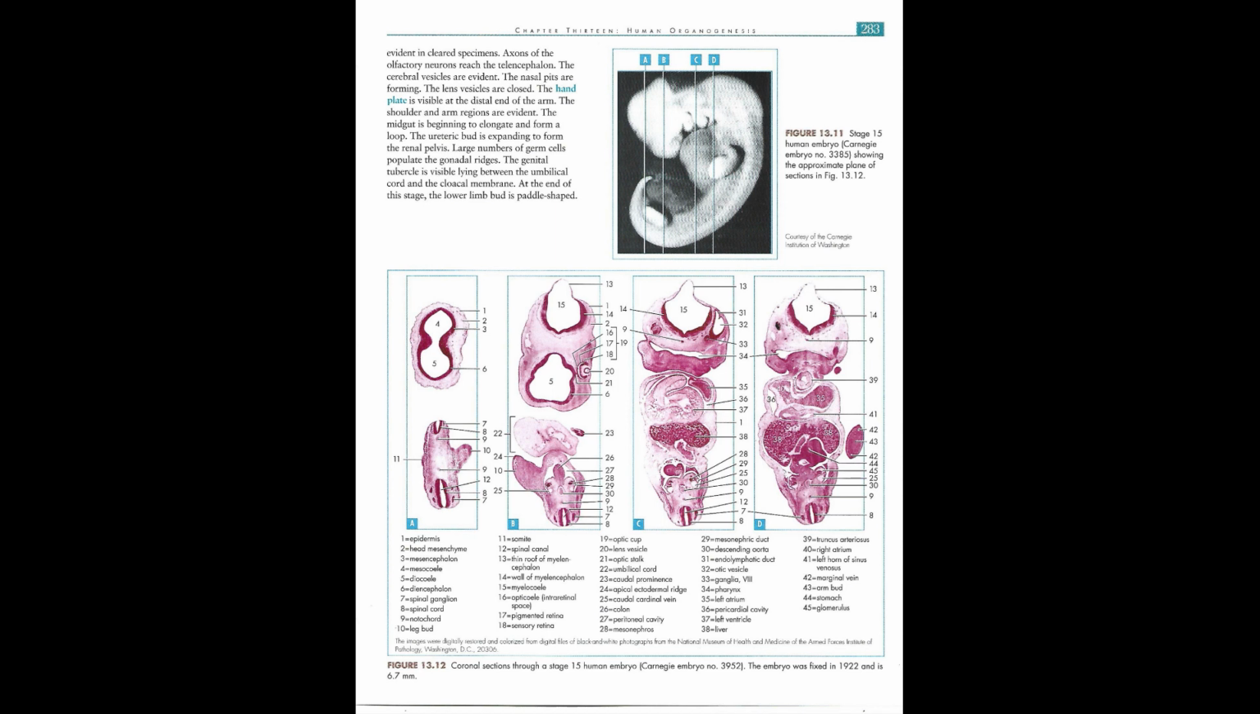The shoulder and arm regions are evident. The midgut is beginning to elongate and form a loop. The ureteric bud is expanding to form the renal pelvis. Large numbers of germ cells populate the gonadal ridges. The genital tubercle is visible lying between the umbilical cord and the cloacal membrane. At the end of this stage, the lower limb bud is paddle-shaped.